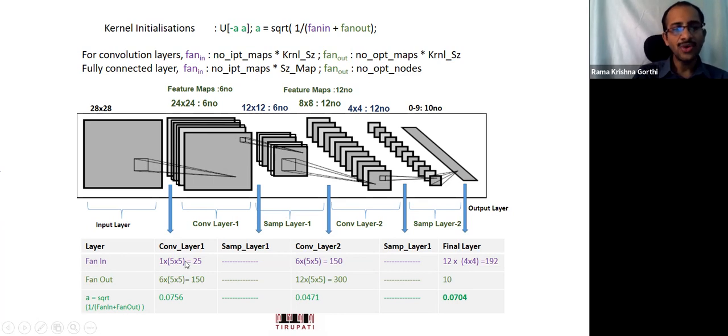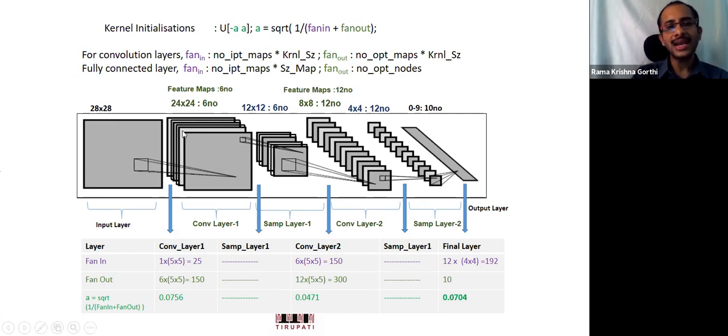We define these two, fan in and fan out, and based on them the formula for initialization is 1 by square root of fan in plus fan out. So this is the range in which we initialize: if this is A, then minus 1 by root A to plus 1 by root A. This is referred to as Xavier initialization.